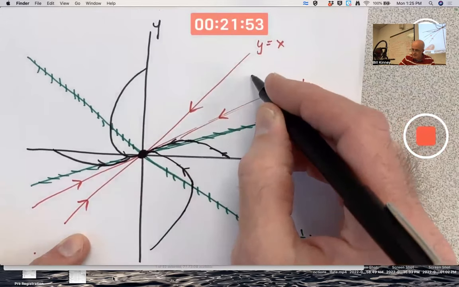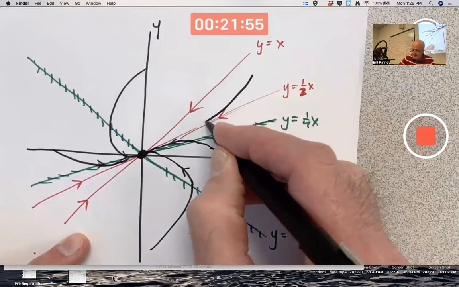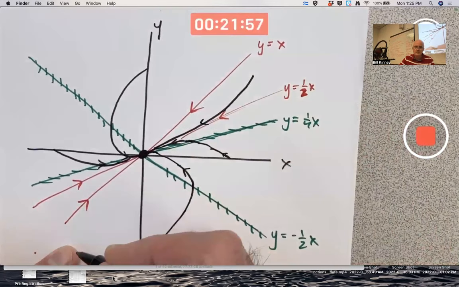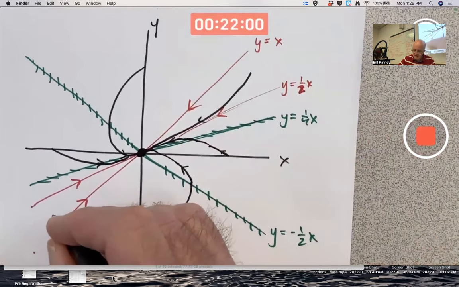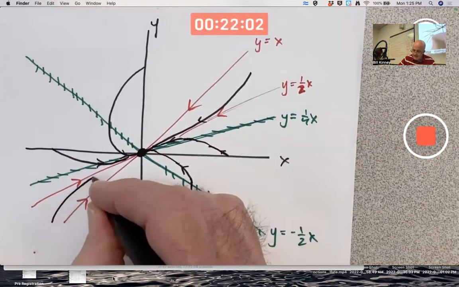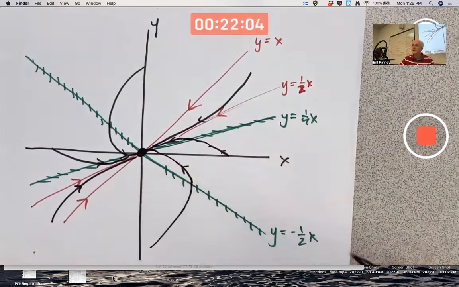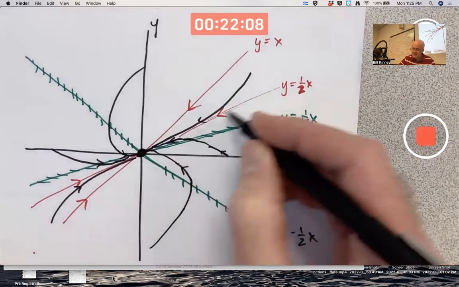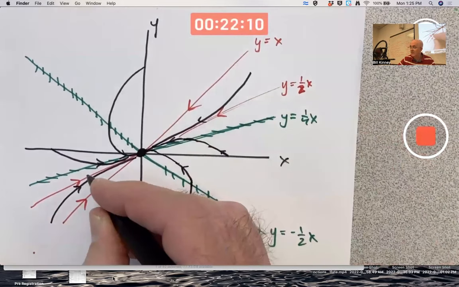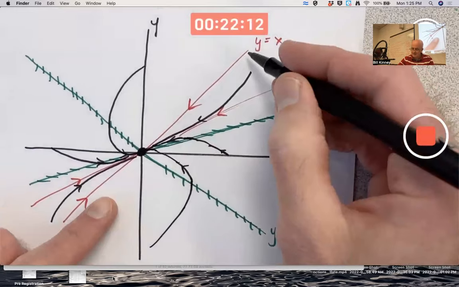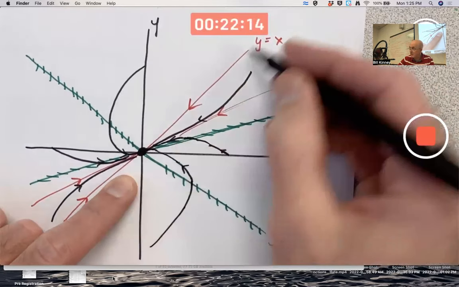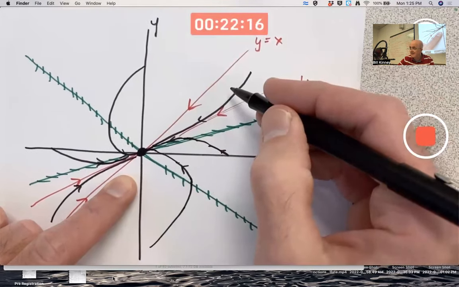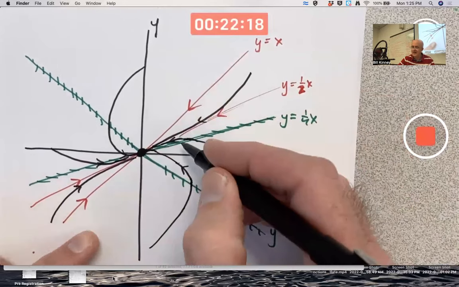So I claim if you start up here, you got to go this way and be tangent to this one. You start down here, you got to go this way and be tangent to the same line, actually, on the other side of the origin. The only solutions that are not tangent to this red line with a slope of 1/2 are the solutions on the straight line solution with a slope of 1. Those are the only solutions that are not tangent to that.